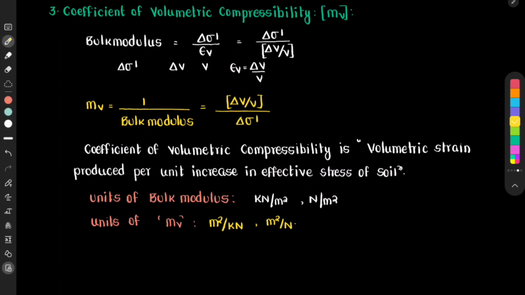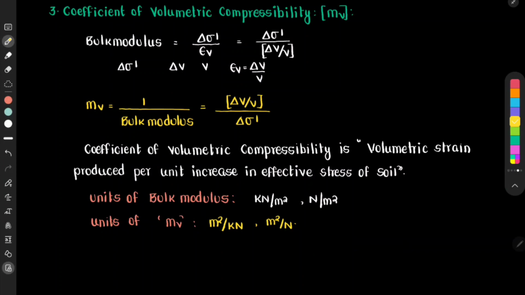And then the third one is coefficient of volumetric compressibility, which is reciprocal of the bulk modulus. Therefore, it is delta V by V divided by delta sigma dash. It says how much strain is produced when effective stress is increased by 1 unit. If the effective stress is increased by 1 kilonewton per meter square, how much volumetric strain will be produced in the soil? The units are reciprocal of stress, meter square per kilonewton or meter square per Newton.